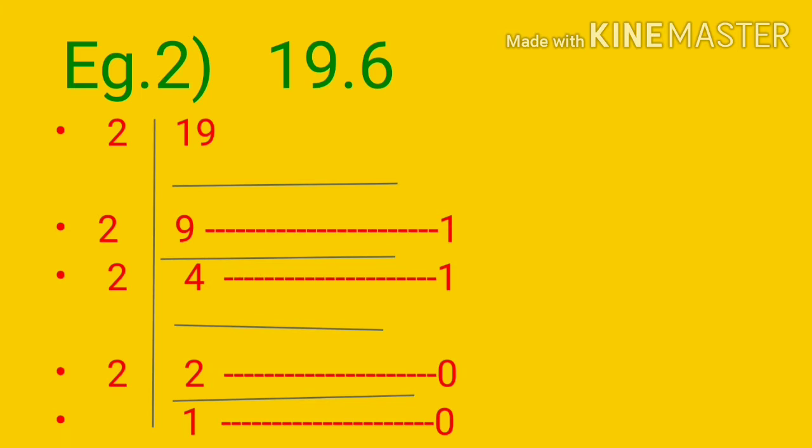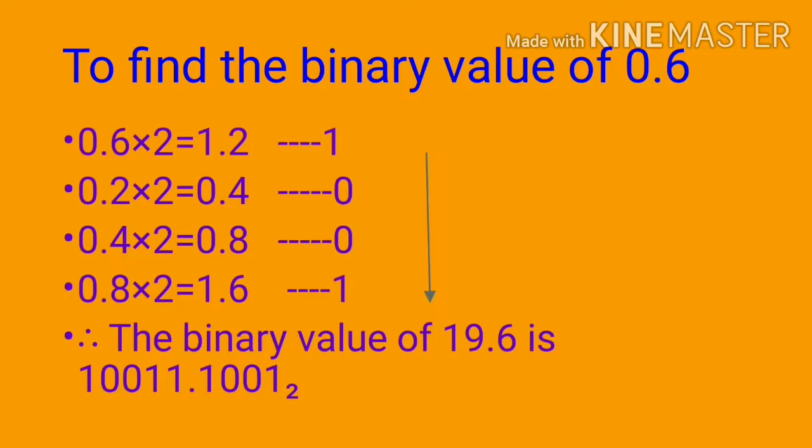Let us consider 19.6. First, the numerical value of 19 is taken. 19 is divided until it is not divisible by 2. Then to find out the value of binary, the remainder values are taken from bottom to top. We get 10011.